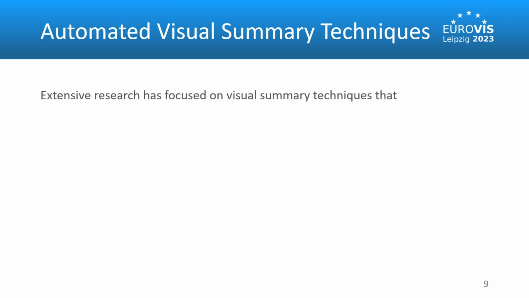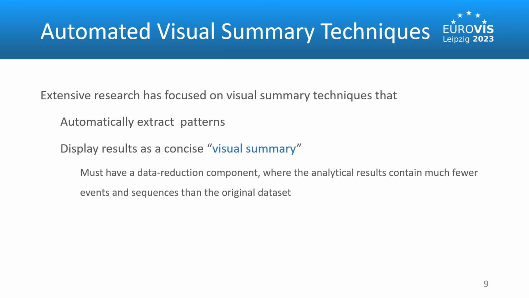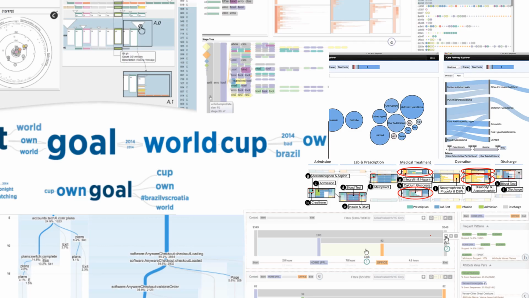Therefore, to reduce manual tasks, extensive research has focused on techniques that automatically extract important events and patterns from a dataset and display the extracted results in a concise visual summary, where the results contain much fewer events and sequences than the original dataset, and provide an at-a-glance overview of the dataset, making it easier to interpret. It's no surprise that researchers in visualization have created many ways to summarize and visualize sequential data.